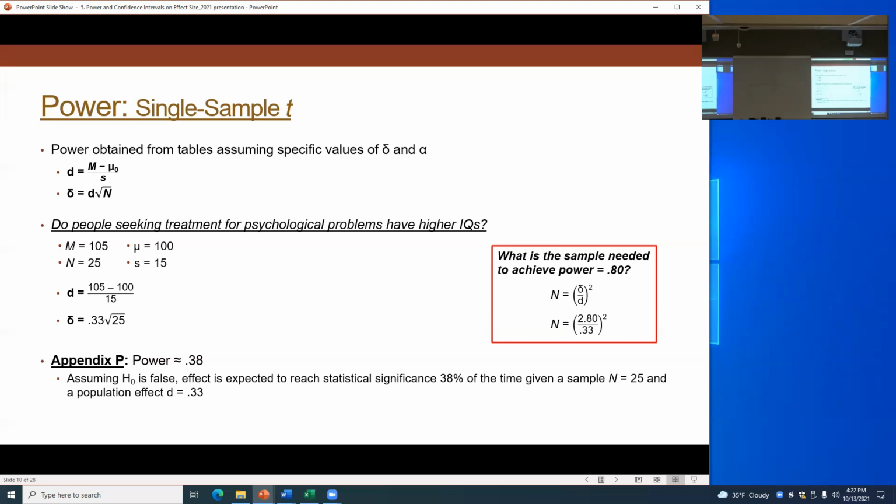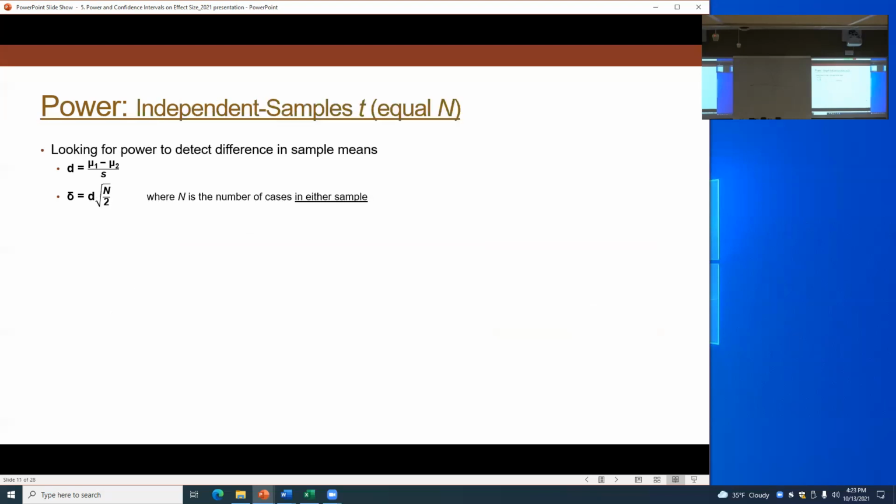Yeah, Emily. So this calculation is for only single samples. Yep, this is just for single sample. Okay. But your paired sample doesn't get too much more difficult. Again, looking for power to detect difference in our sample means. So once again, we just have our effect size, right? And then we're still looking for sigma.